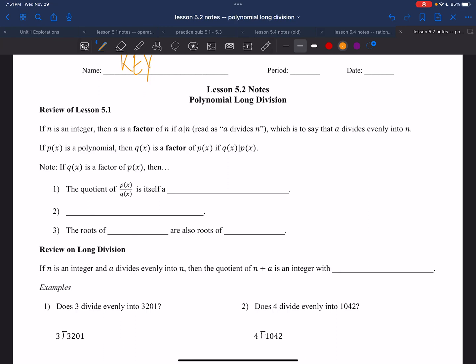Good evening. Welcome to lesson 5.2. This is on polynomial long division. In this video, we're going to talk about two sort of types of division. The goal is we're going to be dividing polynomials.